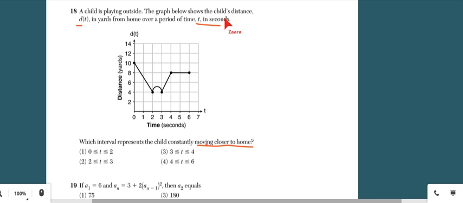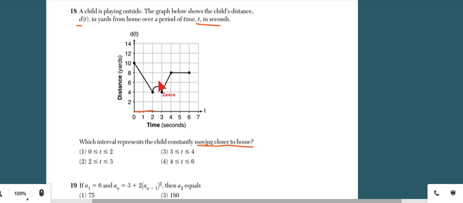When he is constantly moving closer to the home, what does that mean? That means the distance towards the home will be reducing, right? So if you look at this interval from 0 to 2, the distance is reducing. And is she moving with a constant rate?